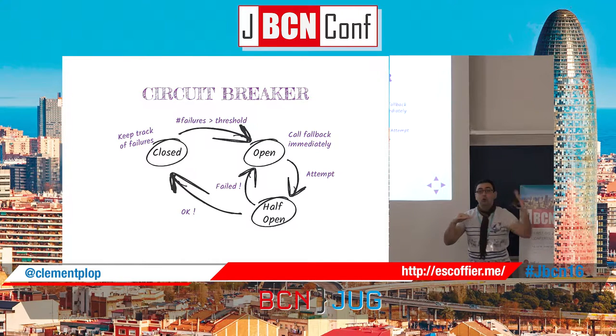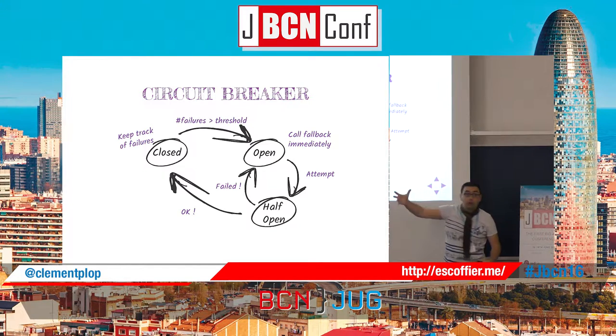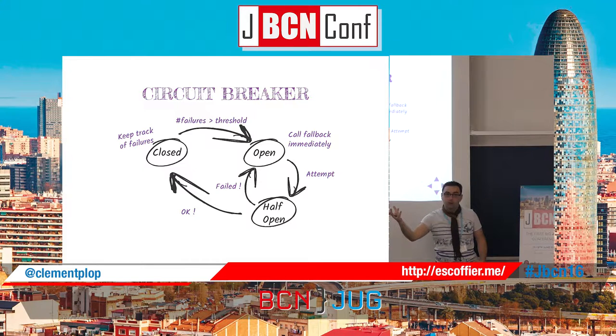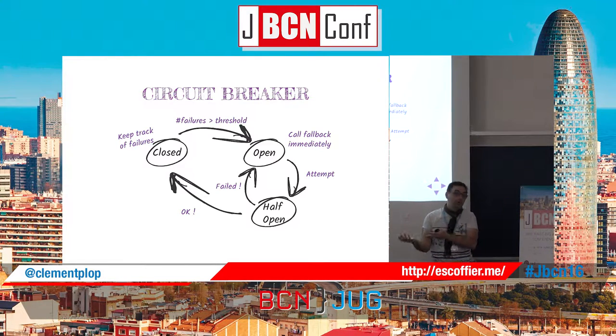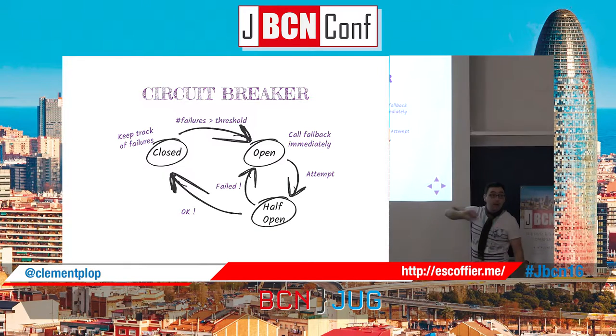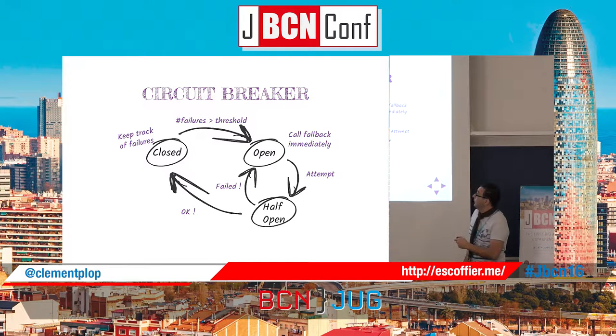All new connections or requests will directly go to a fallback and not reach the endpoint that is not working right now. That means giving it time to relax, to restart, to reboot, because we always do that when we have failures like that. We just reboot the system. So we don't emit requests, we just have a graceful fallback.